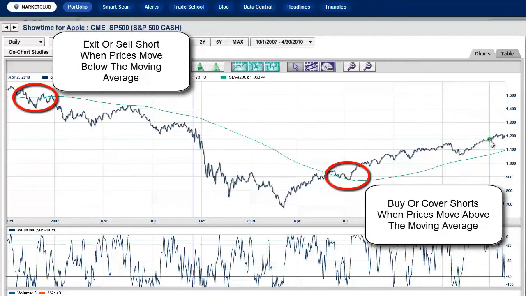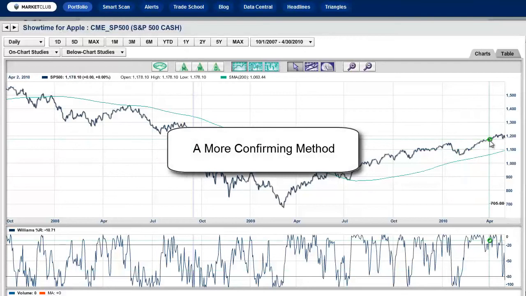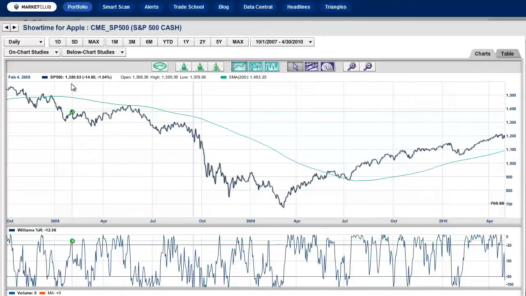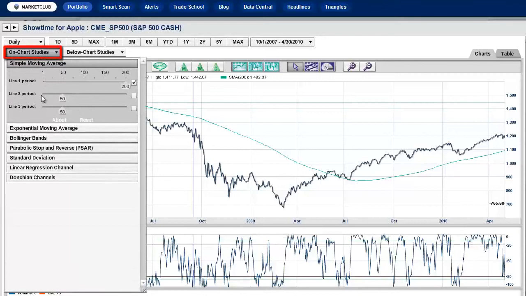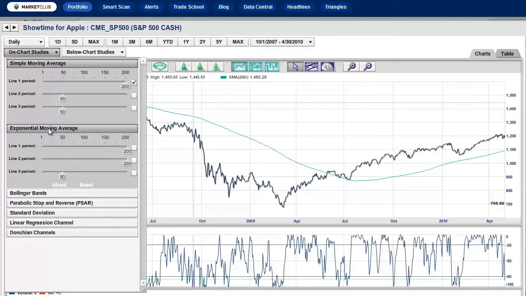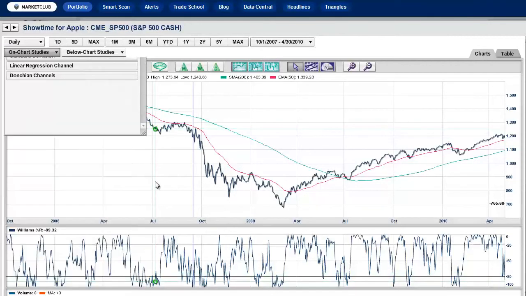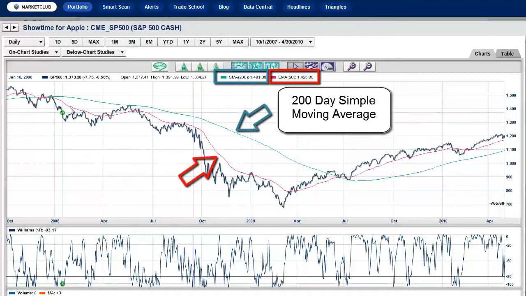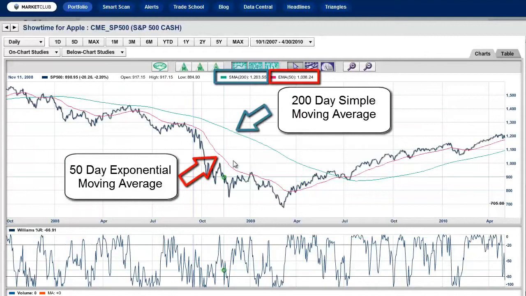But it's actually a better method, a more confirming method, and that is the moving average crossover method, or the golden cross. So I'm going to put another moving average on here, but it's going to be an exponential moving average, and that's going to be right here. Click once, and I'm going to select 50-day exponential moving average. You can put as many moving averages on a chart as you wish, but we're just going to use these two simple moving averages. One, a 200-day simple moving average, and a 50-day exponential moving average.